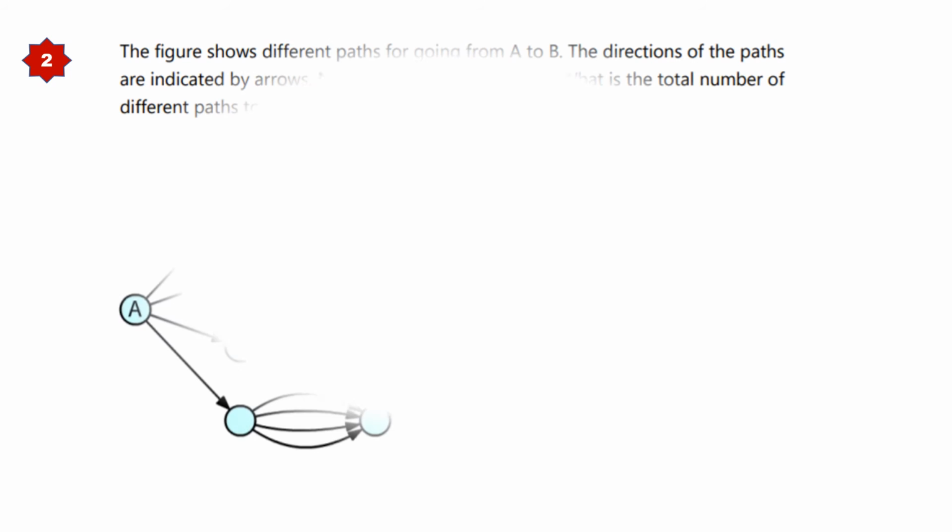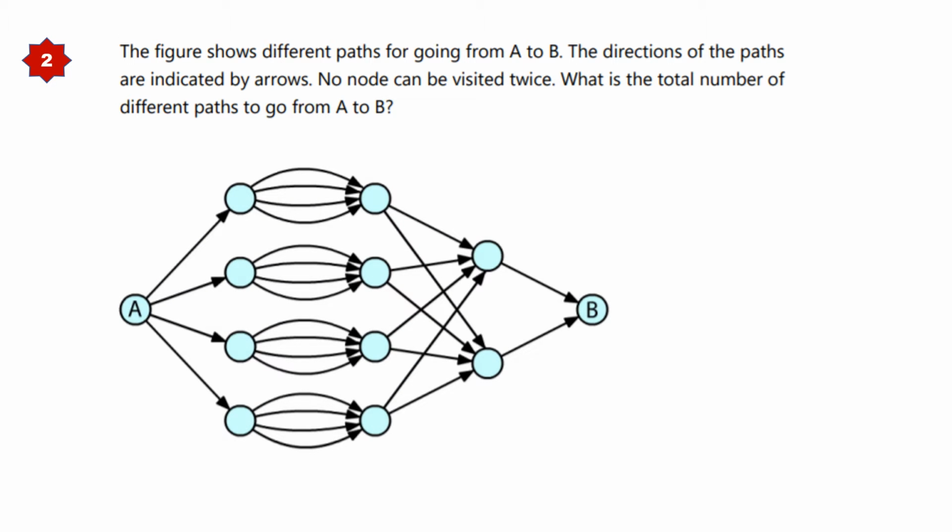Okay. Now let's move forward to the second question. Here, the figure shows different paths for going from A to B. The directions of the path are indicated by the arrows, towards right. No node can be visited twice. What is the total number of different paths to go from A to B? So from A to B, the path must not be repeated again. No node can be visited twice.